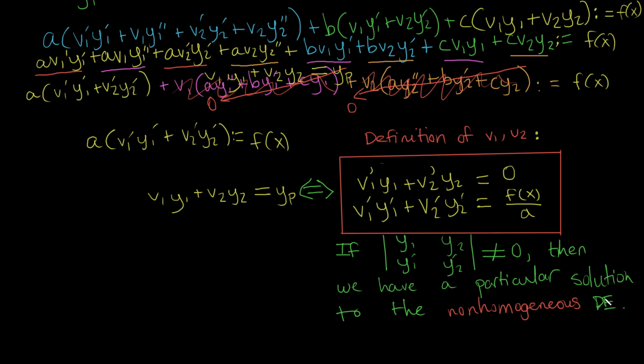And just quickly also, if you wanted to use algebra, Cramer's rule, whatever you wanted, to solve for v1 prime and v2 prime, once you had that, you would take the integral and get v1 and v2. And this is the method of variation of parameters. Thank you, and I'll see you in the next.